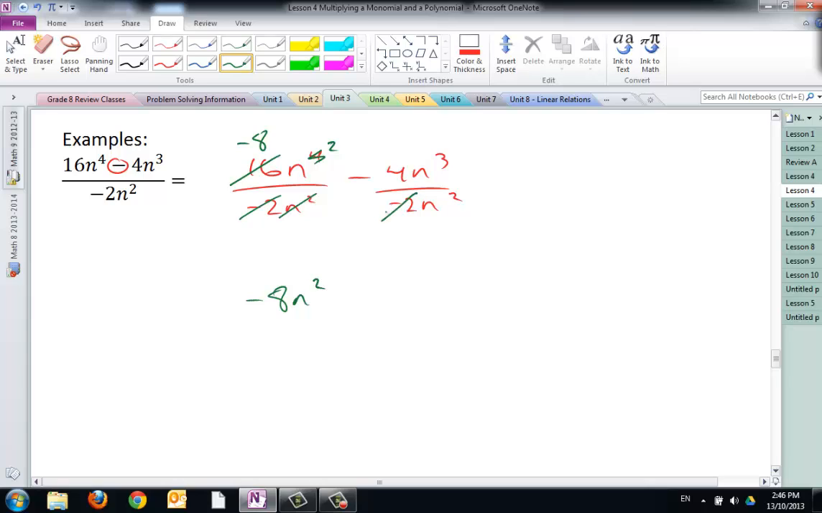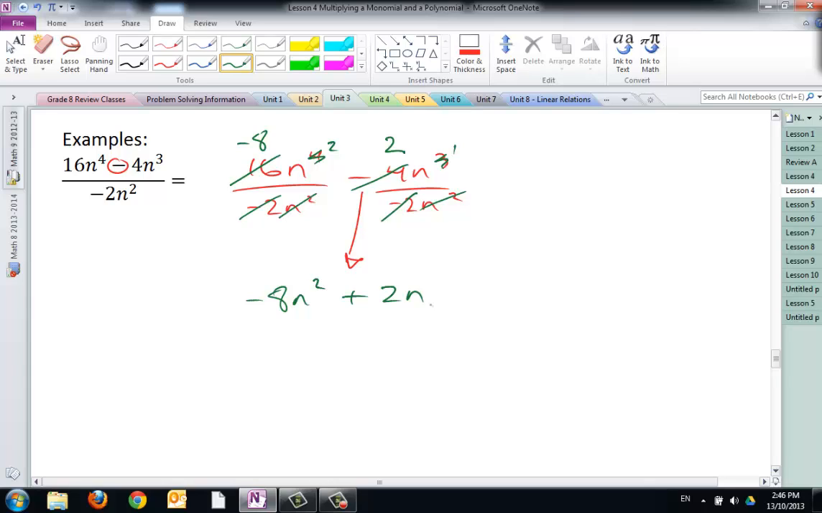This is a negative 2 going into a negative 4. Negative divided by a negative leaves me with a positive. So this is going to become a positive. That's where I want you to be really careful. Notice that this sign changes here. And then we have n squared going into n cubed, leaving me with n to the 1 or just n.